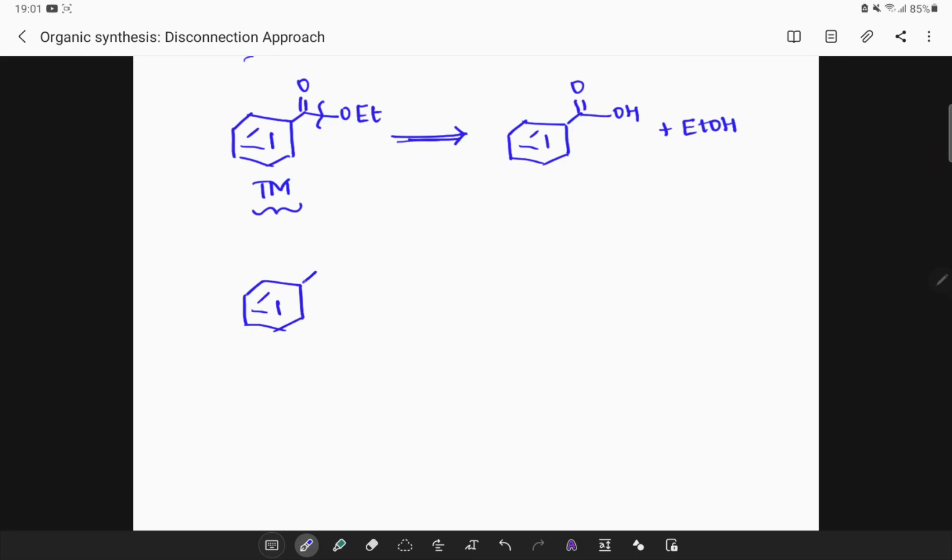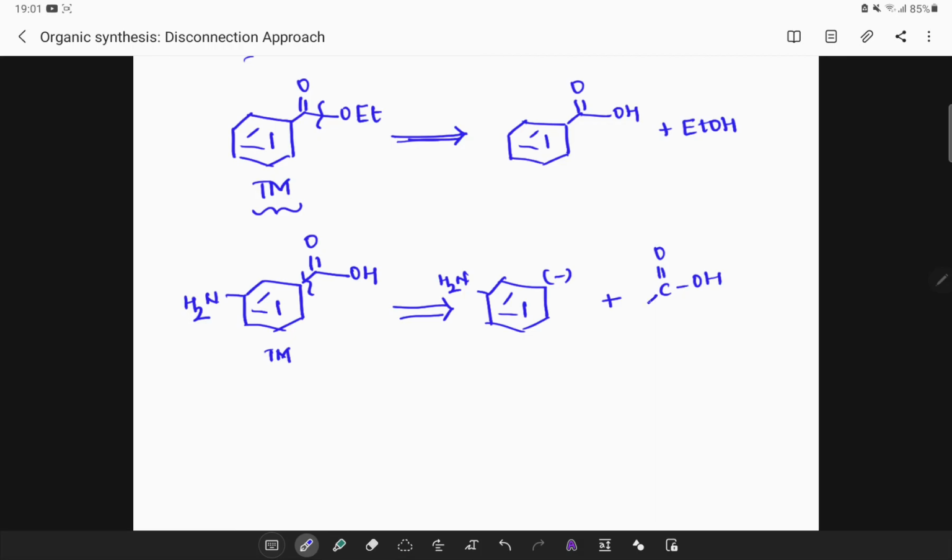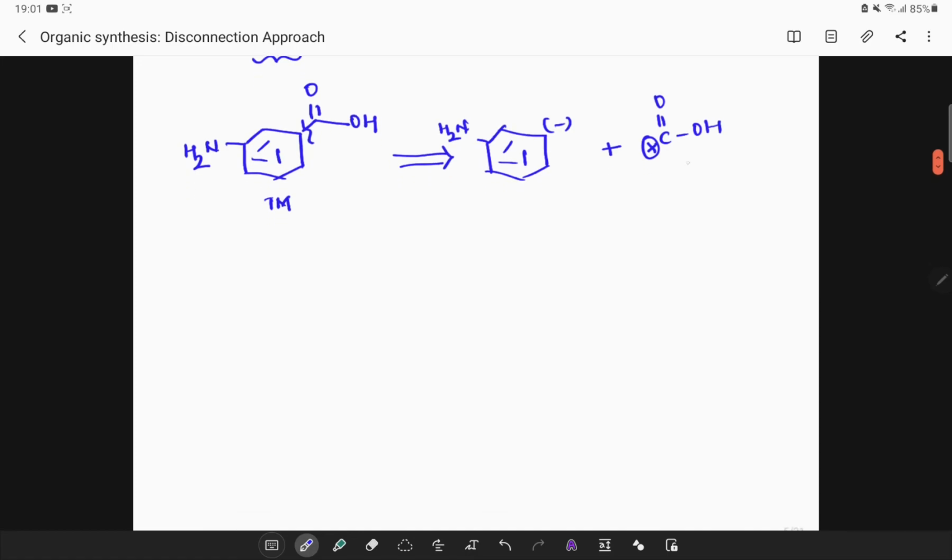Now for example, if this is given as the target molecule, I can break it down at this point and arrive at a negatively charged benzene plus C double bond O OH with a positively charged carbon. But whether C double bond OOH is a feasible system, instead of that I can give a CH3 system, and here I can get an aniline system.